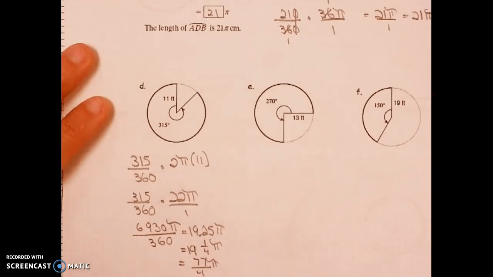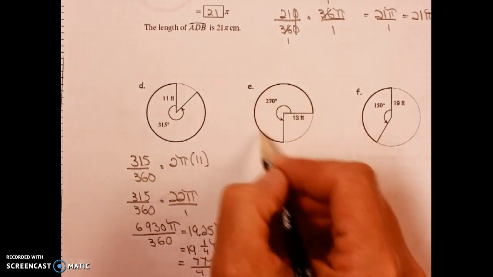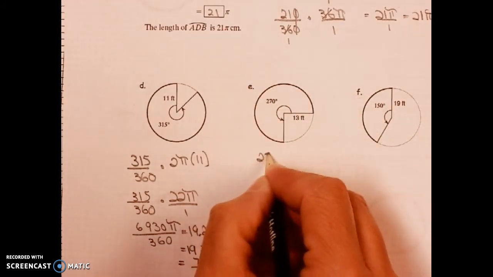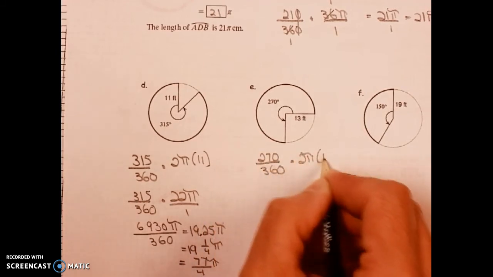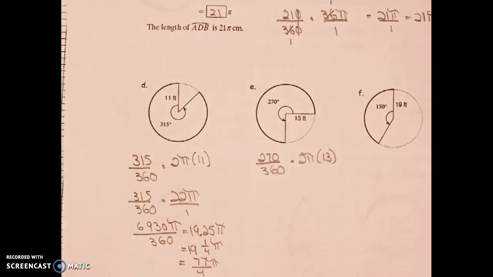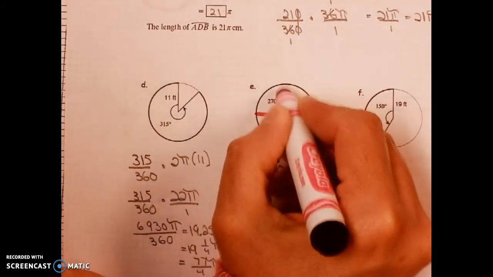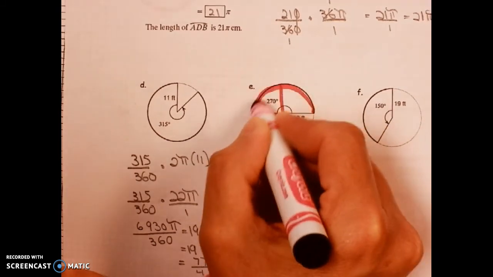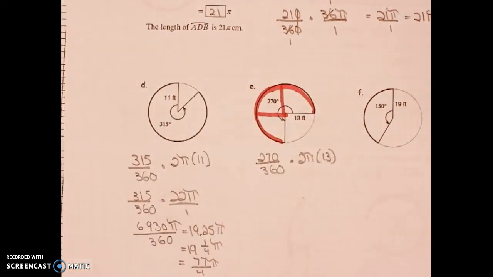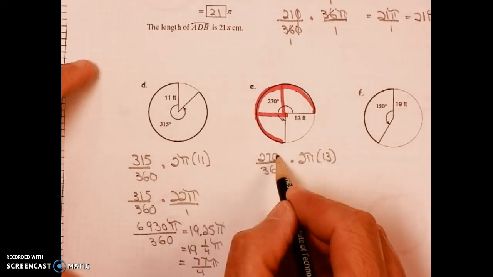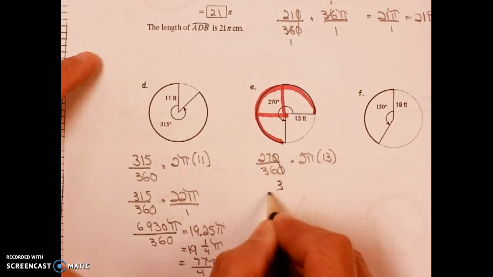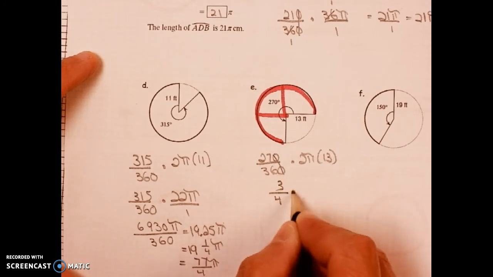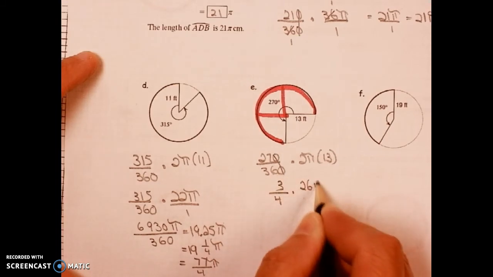Let's go take a look at letter E. Same deal. I want this distance around here. I've got 270 over 360 times 2 pi times 13. Now, some of you are intuitive enough that you might quickly recognize what we're looking for. If we're going this way around, we are looking for 3/4 of that. Well, let's take a look at how we get to that 3/4. Well, first of all, the zeros can cancel. 27 divided by 9 would be 3. 36 divided by 9 would be 4. And that's how we're coming up with 3/4.